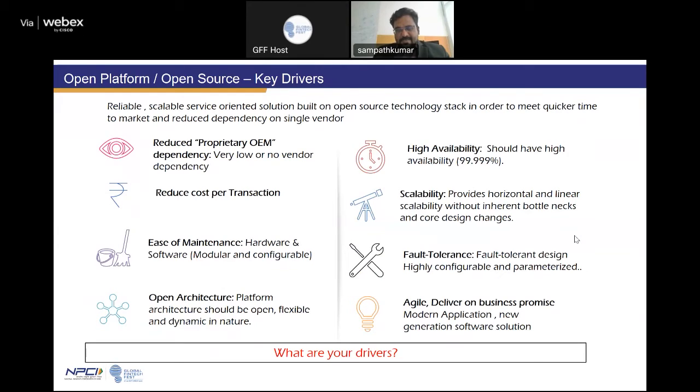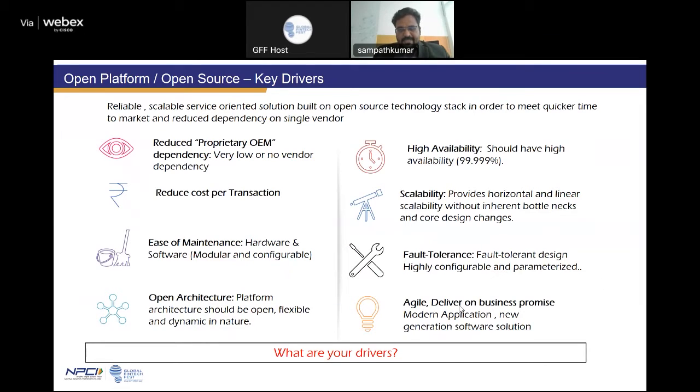So fault tolerance in terms of your hardware, storage, network, servers, and even manual errors. Sometimes the users also make manual errors. Instead of shutting down one test system, they might shut down a production server by mistake. If that happens also, your service shouldn't be impacted. So the solution that we build out of this open platform and open source should cater to fault tolerance from manual errors as well.